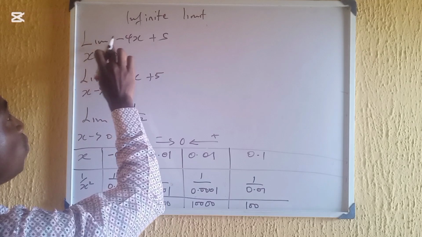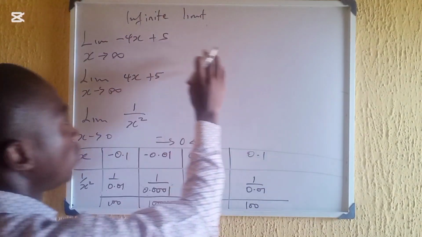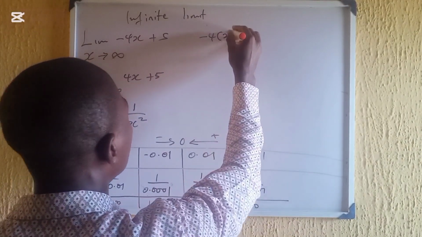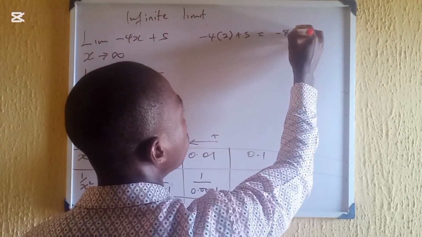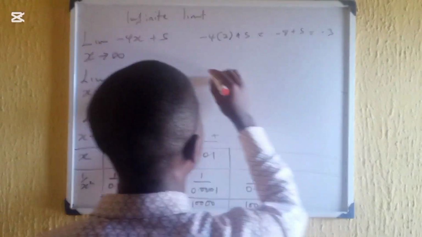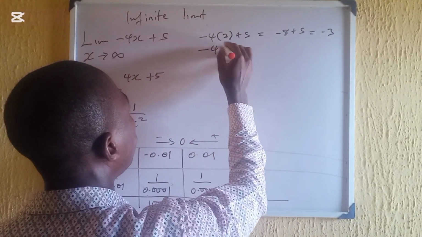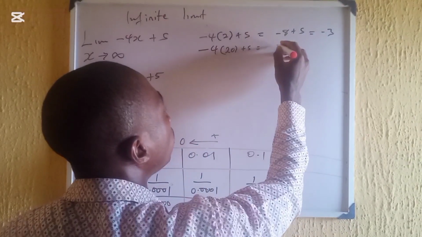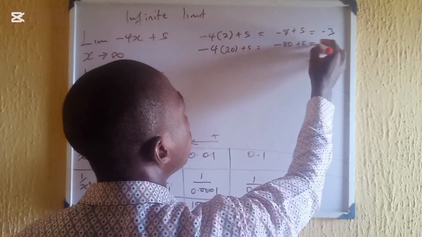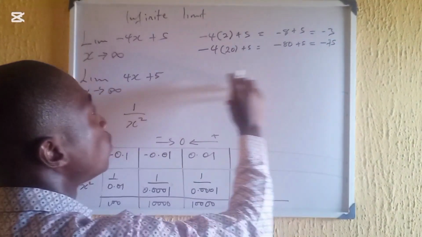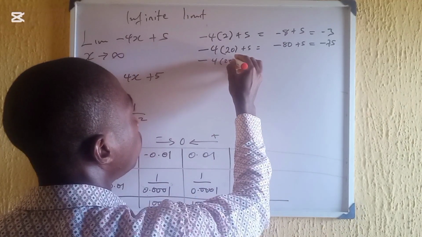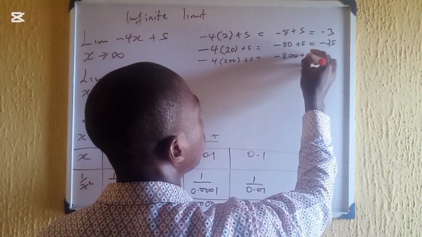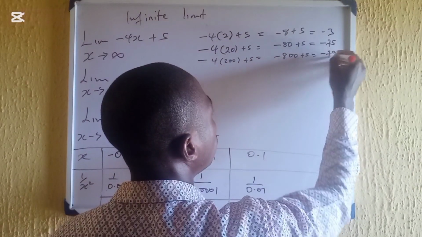So we have an example: limit of minus 4x plus 5 as x tends to infinity. What do we do? Pick a number, you can say minus 4 into 2 plus 5, minus 8 plus 5, which gives us minus 3. Then take another number, increase it now, let's say minus 4 into 20 plus 5. We'll be having minus 80 plus 5, and this gives us minus 75. So pick another number, let's say 200. What do you have? You are having minus 800 plus 5, which is equal to minus 795.